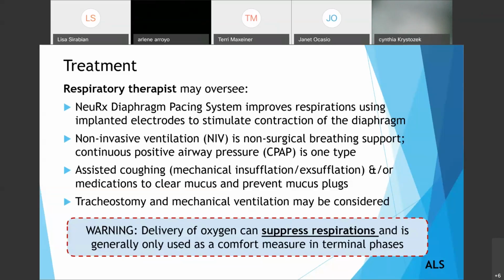You do need to take note of this warning that the delivery of oxygen can actually suppress their respirations and is generally not used except for a comfort measure in those terminal phases. So we usually think of providing oxygen to help, but in the case of ALS, it can actually make things worse because we suppress their drive to breathe.